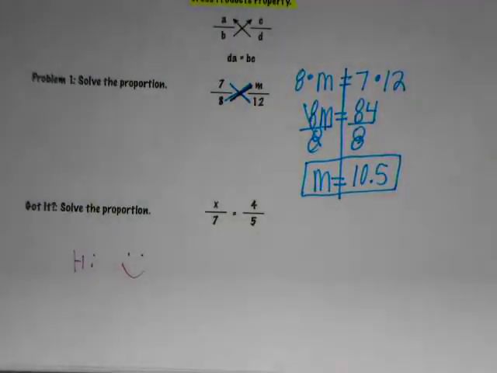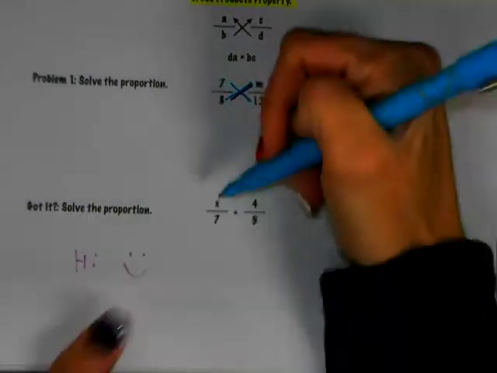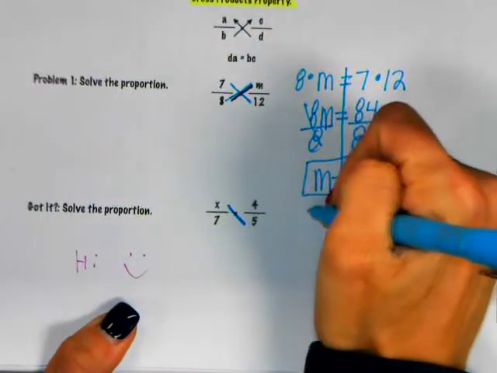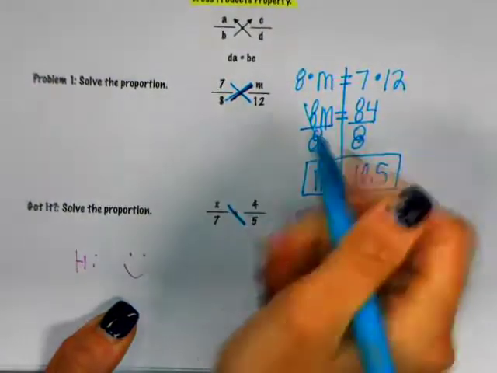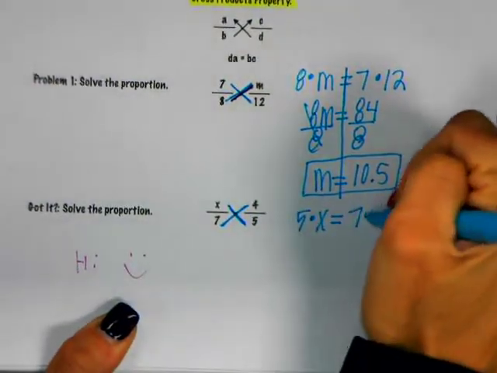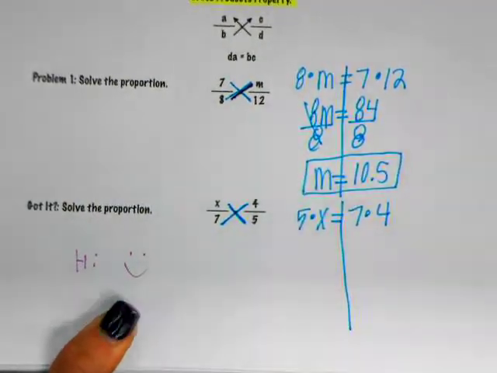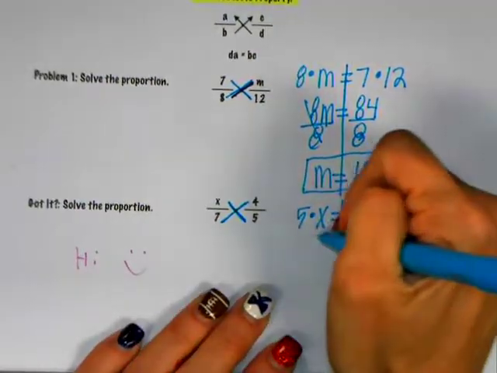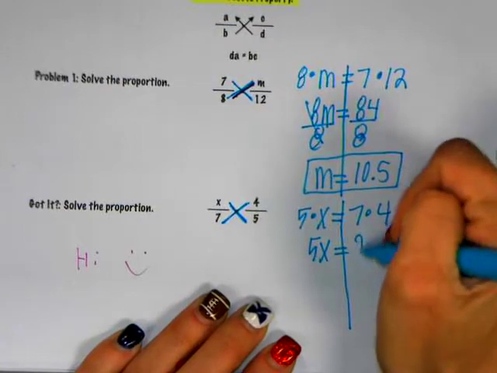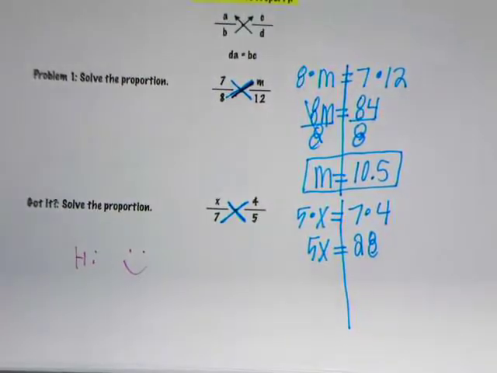So on this one, your first diagonal, 5 times x, and then 7 times 4. All right, so you'll get 5x equals what? 28, yep. And then how would I finish that one?